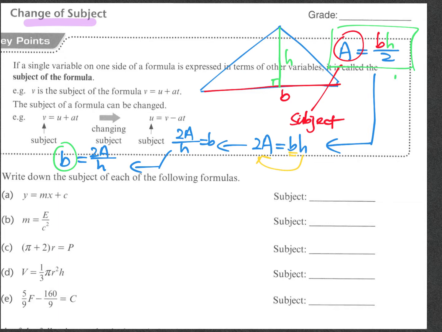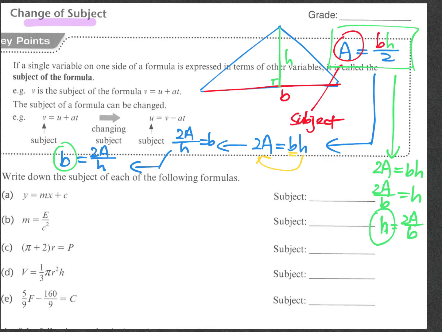Alright, I think most of you can do it, so let's start together. Once again, we will remove the 2 first, having BH equal to 2A. In order to get h to be the subject, I remove the B as well. So that's why it turns out to be 2A over B. Finally, we put the subject on the left-hand side by rewriting the formula as h is 2A over B. And that's the new formula, having h to be the subject.